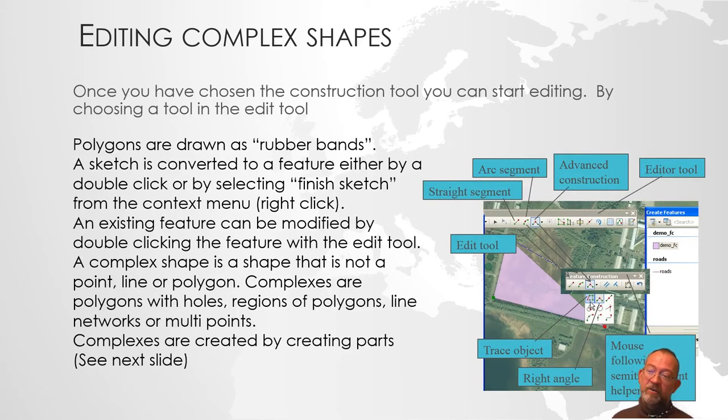As we draw along, think of the sketch as a rubber band. Each time you click, you fix the rubber band until you're finished. And you finish by right clicking or double clicking and saying finish sketch. You can also use this finish part if you want to make a hole in it. So if you want to make a more complex one, instead of choosing your finish sketch, you choose a finish part of your work.